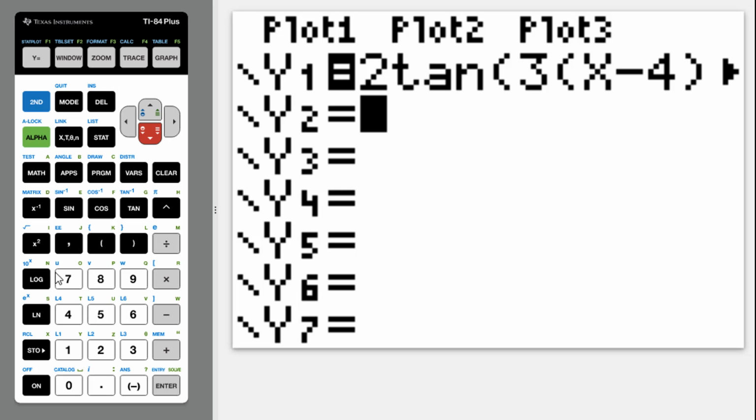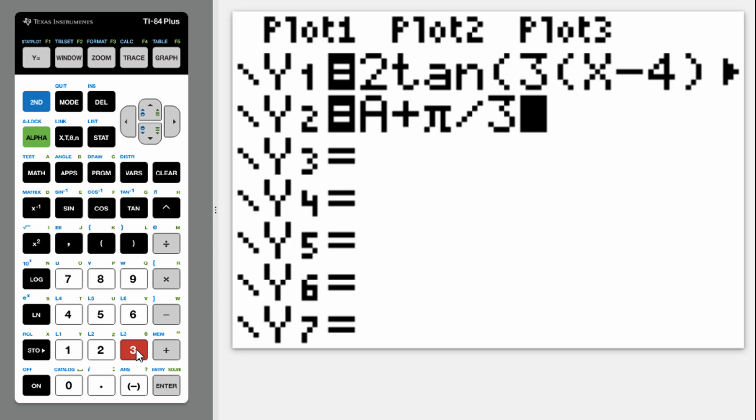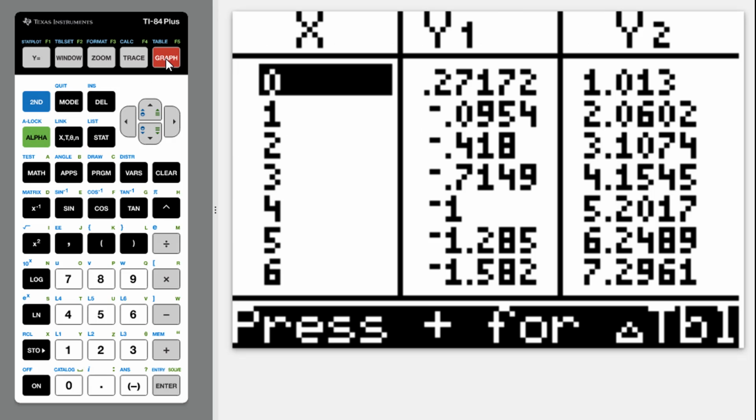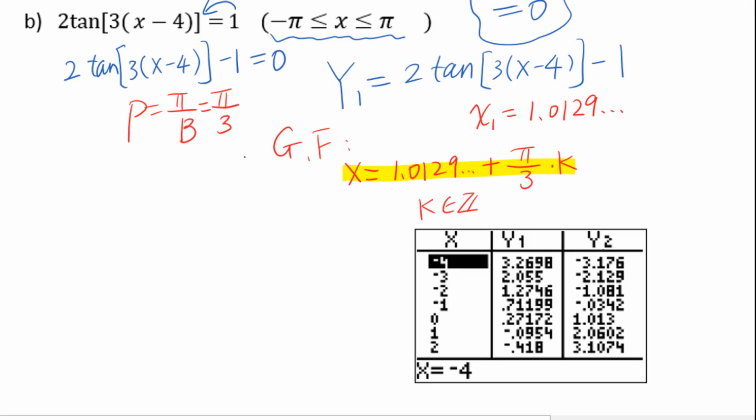We will put this into y2. So we go to y2. Our solution is A, then plus pi divided by 3. This is a period. Then times x. Then we go to second graph. Go to table y2. This y2 will be the solution, since the domain is between negative pi and pi. So altogether we have 1, 2, 3, 4, 5, 6 solutions. Let's write down the solution.